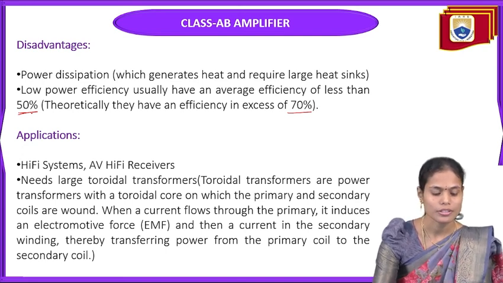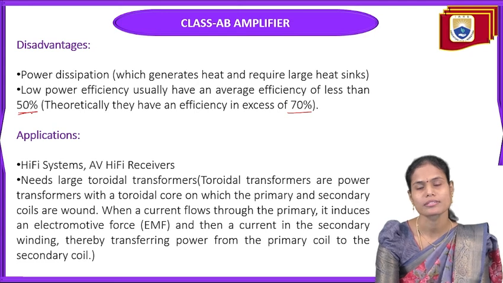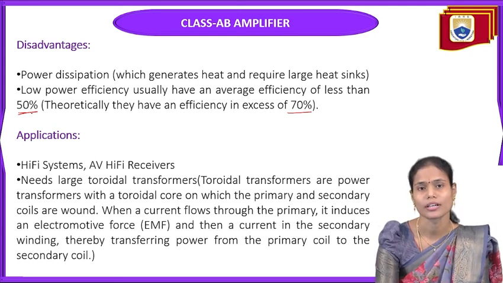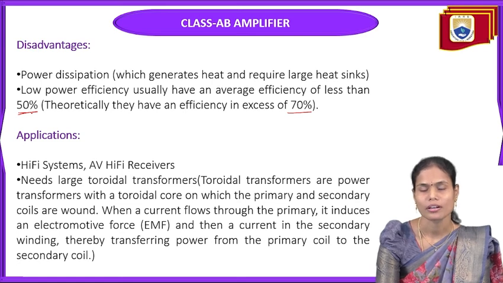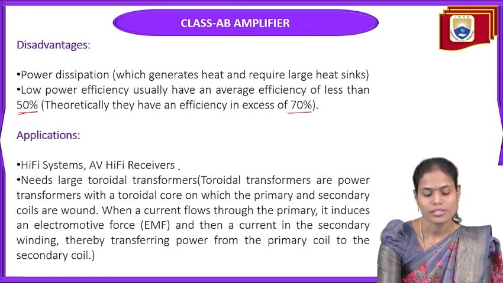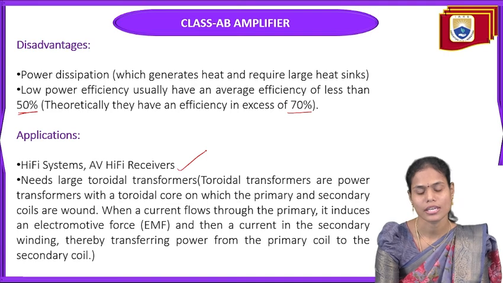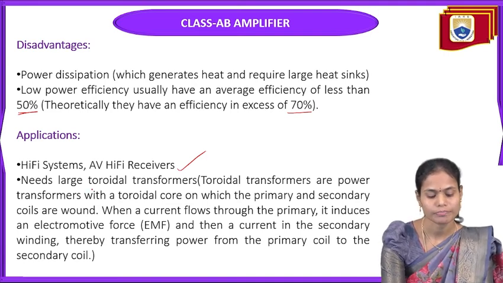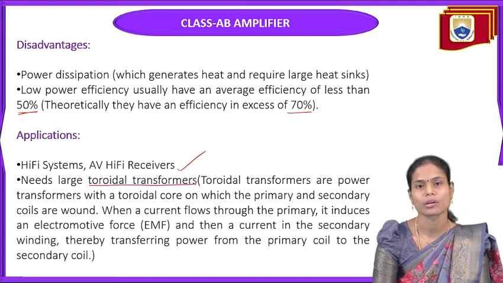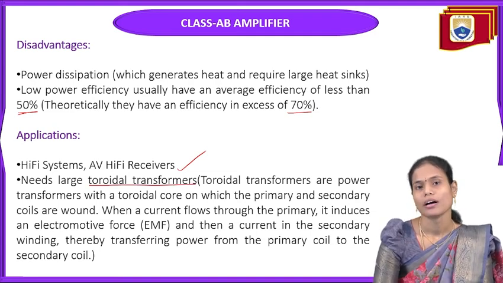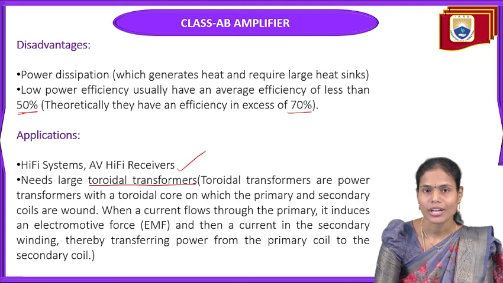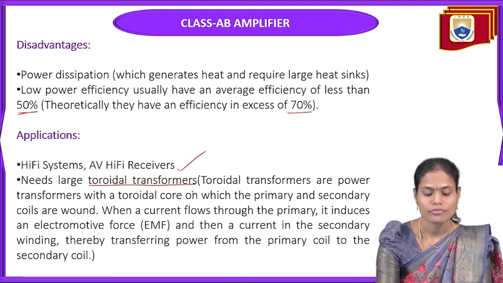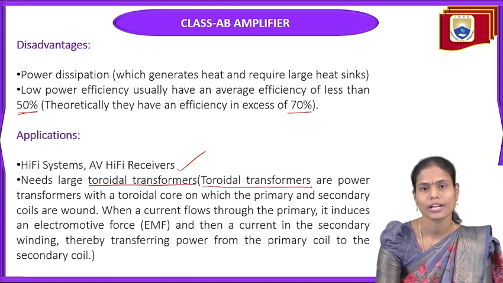And the applications is, here we can use it as hi-fi receivers. That is nothing but wherever we require high sound devices or high fidelity devices, we can utilize this Class AB power amplifier. And in order to design this one, we require a toroidal transformer. Across the output of the circuit, we are using one transformer to measure the output voltage. So in that case, we require the toroidal transformer.